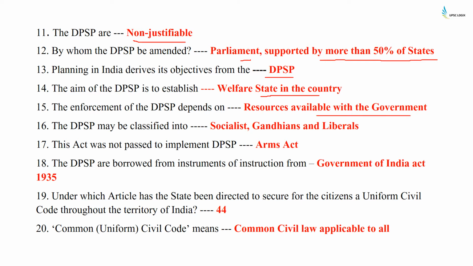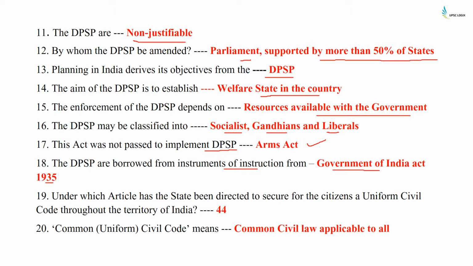These have been classified into socialist, Gandhian, and liberal. This particular act was not passed to implement directive principles of state policy: the Arms Act, because it went into contradiction with directive principles of state policy. And the directive principles of state policy have been borrowed as instruments of instruction from the Government of India Act 1935.